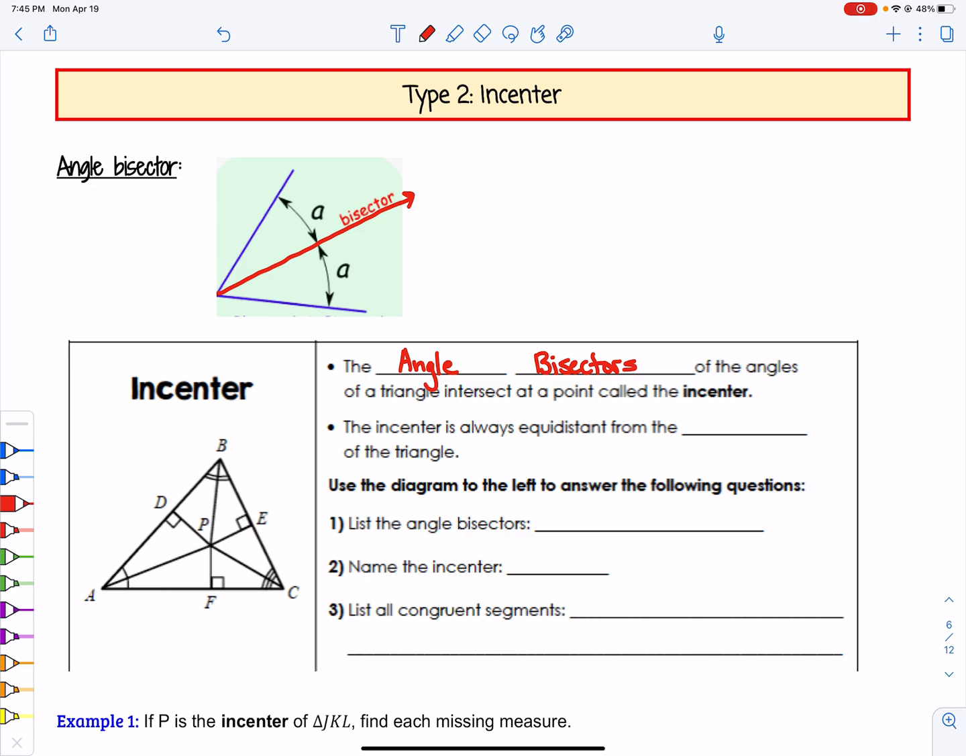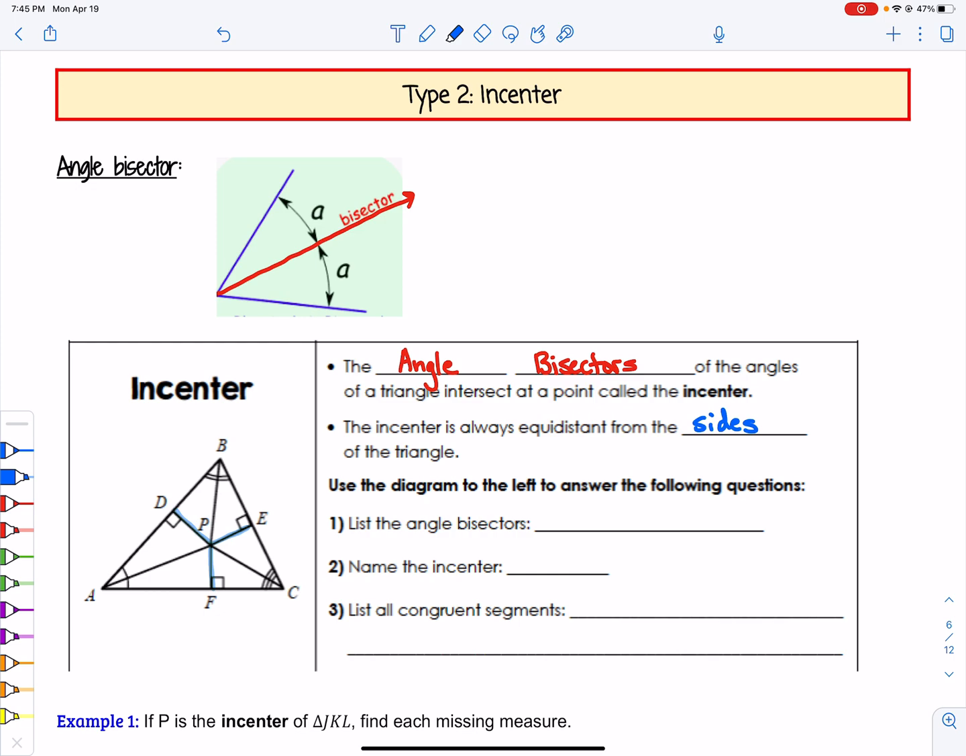It divides the angle into two equal angles. The incenter is always equidistant from the sides of the triangle. So for example, DP, EP, and PF, or PD, PE, and PF would be an easier way to name those, are all congruent.